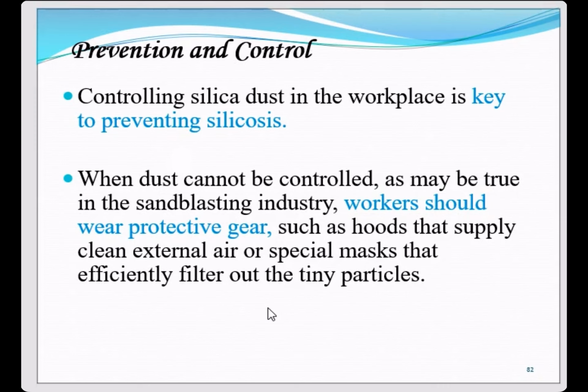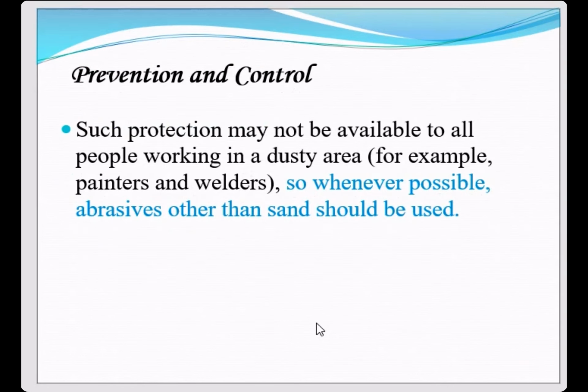How to treat the silicosis patient? There are no drugs special for this kind of patient. So prevention and control of the dust in the working place is very important. Controlling silica dust in the workplace is the key to preventing silicosis. During working time, workers should wear protective gear. For example, they should wear a special mask, special clothes and uniforms, and gloves when they are doing something in a working place full of dust.